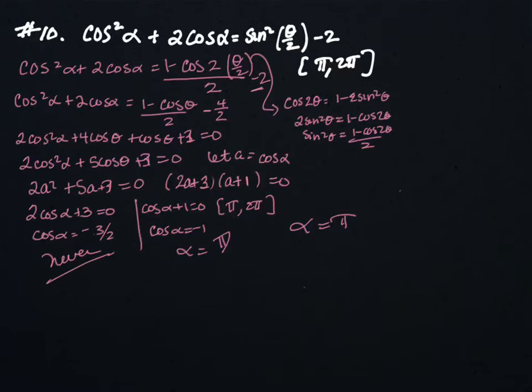Okay, we're on number 10. Let's look at what we have. We have a cosine squared alpha, a 2 cosine alpha, and a sine squared alpha over 2. He's the one we're going to have to work with, this sine squared alpha over 2.